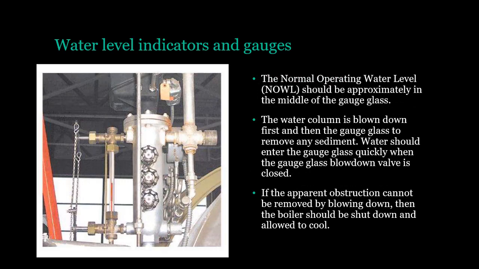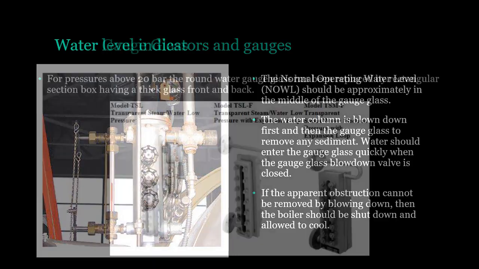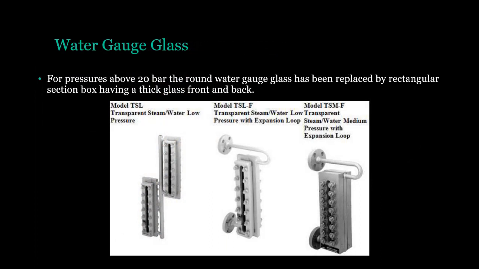The water column is blown down first and then the gauge glass to remove any sediment. Water should enter the gauge glass quickly when the gauge glass blowdown valve is closed. If the apparent obstruction cannot be removed by blowing down, then the boiler should be shut down and allowed to cool. For pressures above 20 bar, the round water gauge glass has been replaced by a rectangular section box having a thick glass front and back.